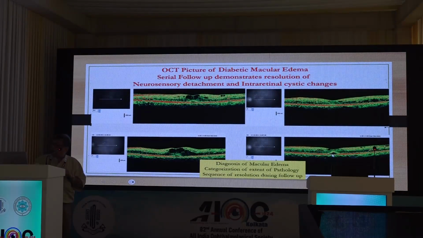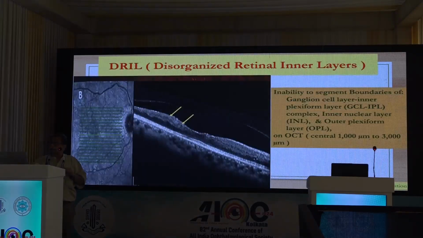What you see here is a small neurosensory detachment. What you see here are the cystic changes. So you can recognize the edema. The patient was treated, the edema became less, developed this neurosensory detachment, was still treated, and everything became all right. So you know when to stop treatment in your patients.